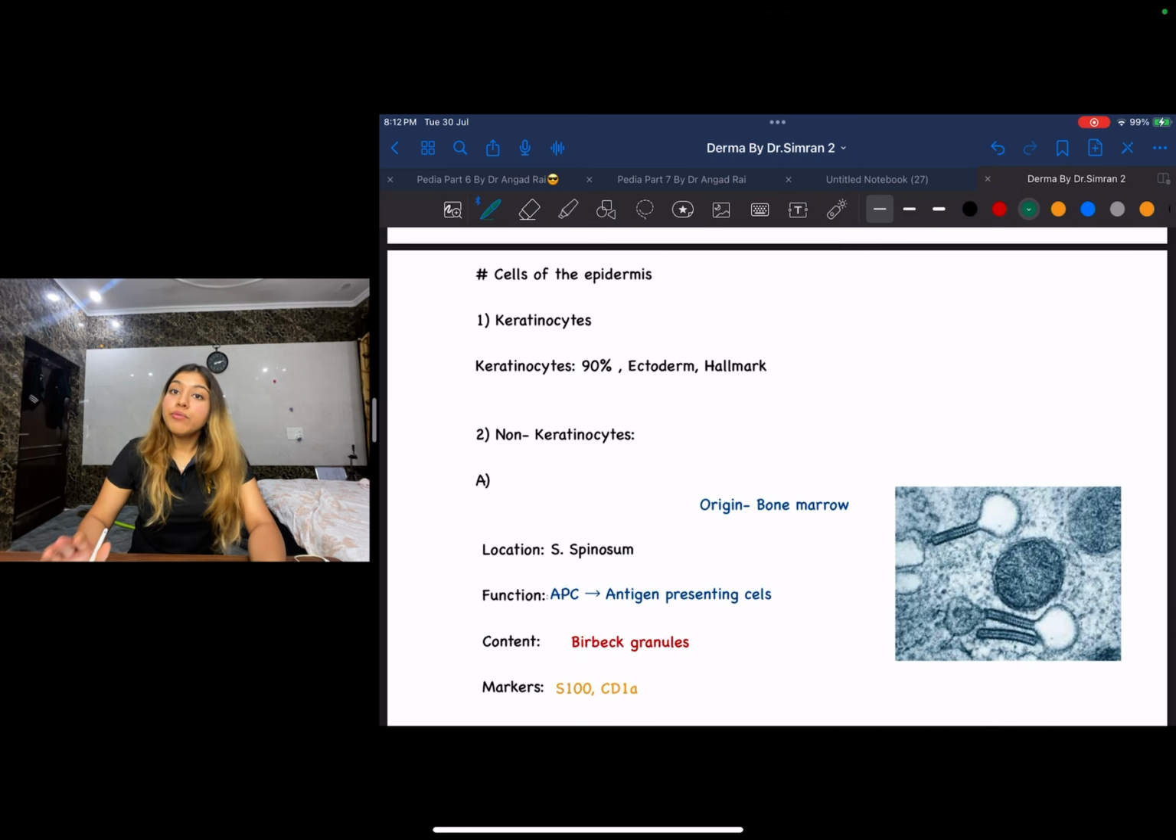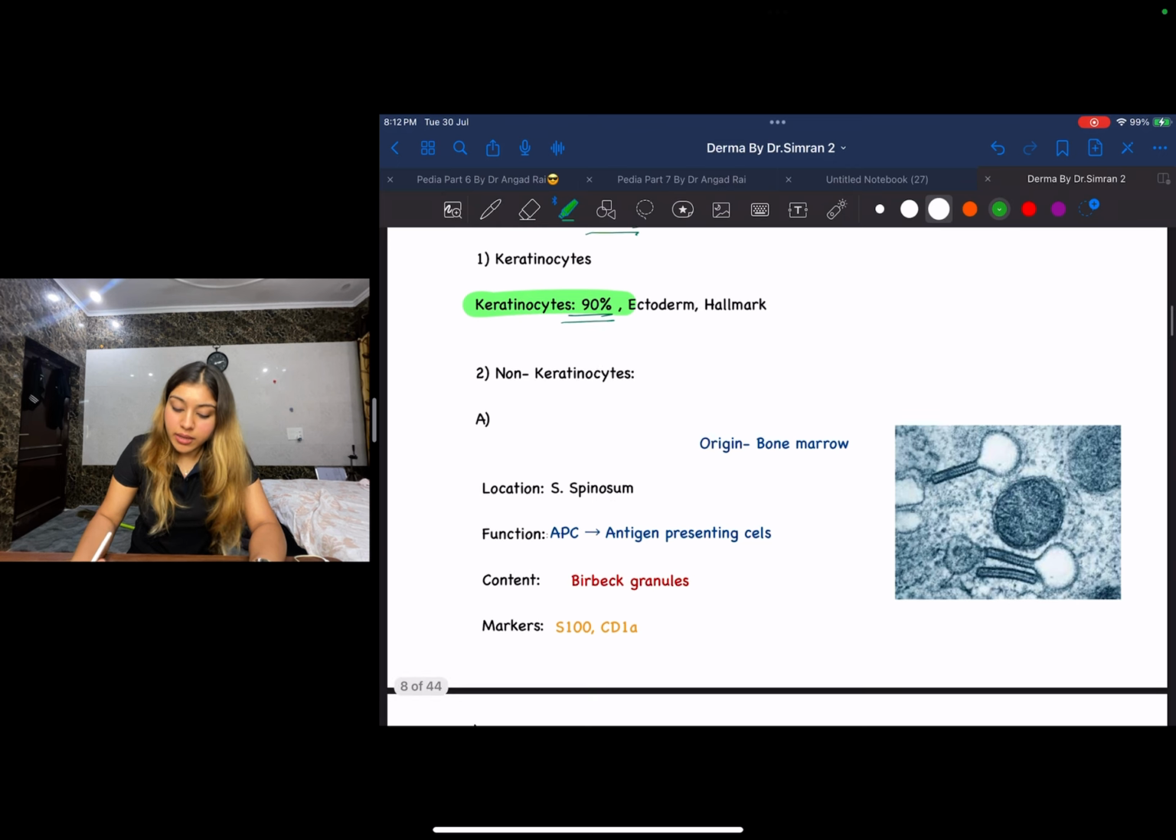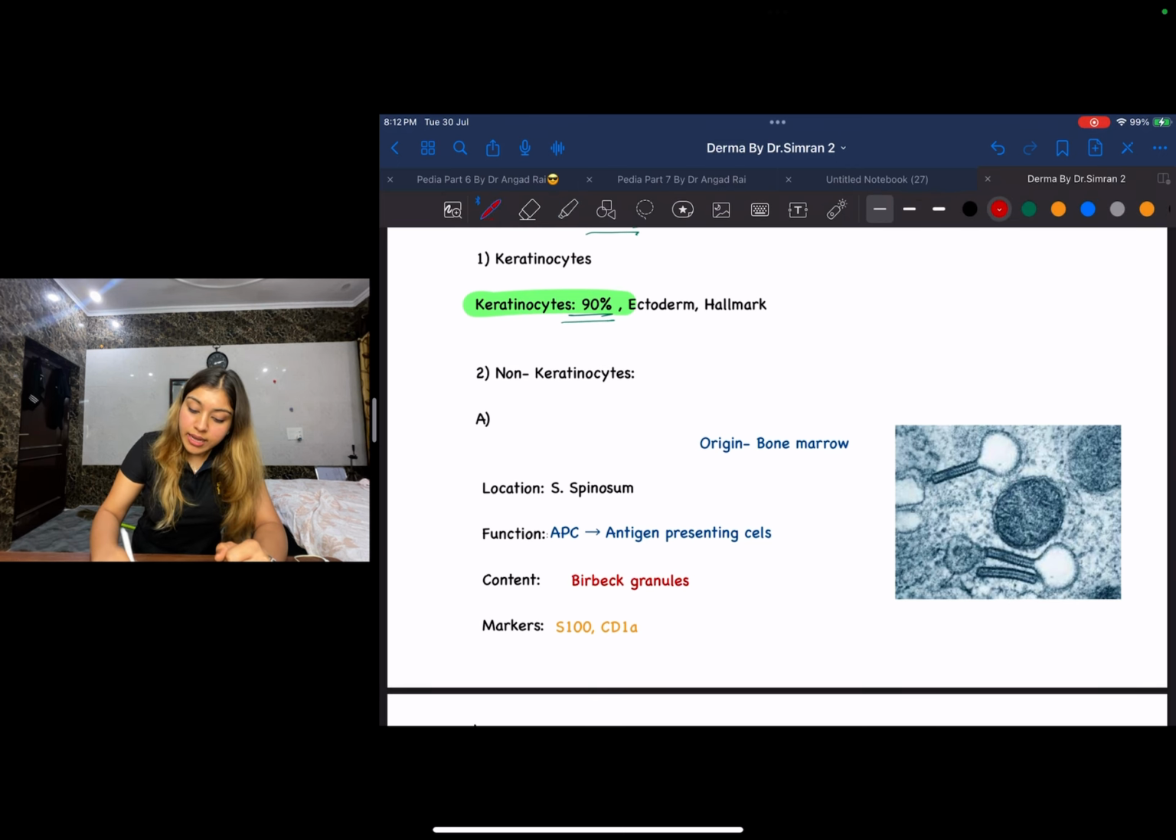We already know that your epidermis is mostly keratinocytes. 90% of your epidermis is made of what? Keratinocytes. Okay, 90%. This is important. Now, let us look at what non-keratinocytes are present in our epidermis. Let us first start with our Langerhans cells.